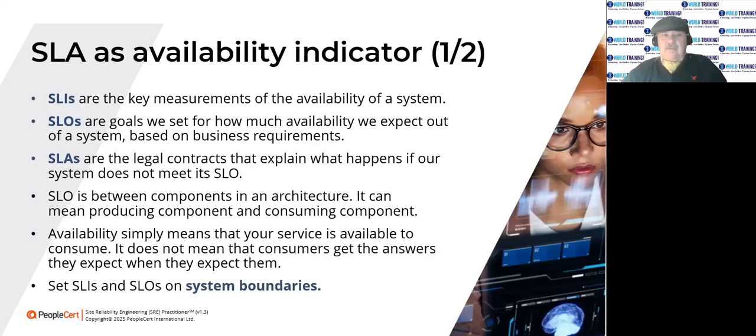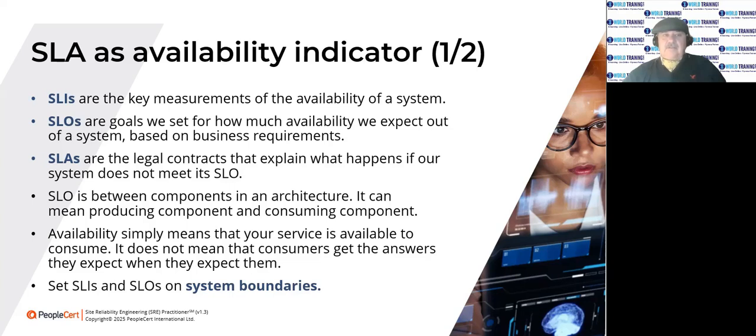This is just a recap of some of the things we talked about in Module 1. SLIs are really measurements, well, at least data that are necessary to determine whether or not you're meeting your SLOs. They're using the example here of availability, which is certainly the most popular kind of reliability indicator. SLOs are goals we set for how much availability we expect from a system based on business requirements. Typically, this is driven by business requirements. Whatever goal level you set needs to be compatible with your business goals.